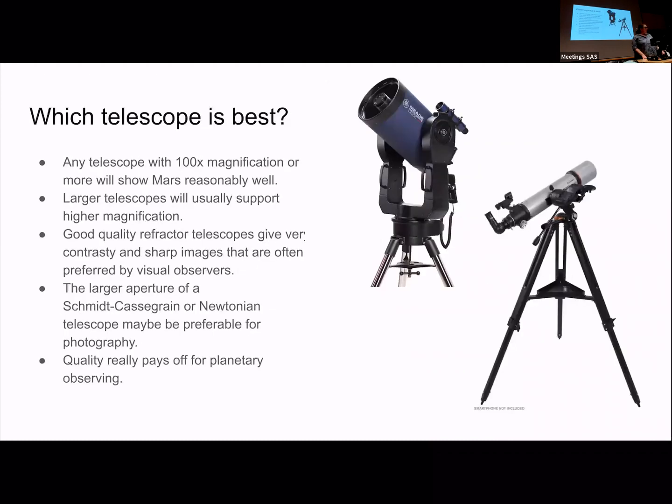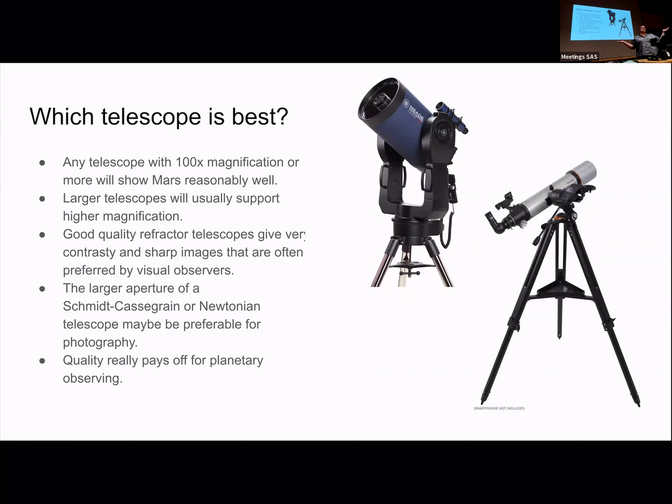Which telescope is best? Well, pretty much any telescope is going to see Mars reasonably well. Any telescope with 100 magnification maybe or more will show Mars reasonably well. Larger telescopes will usually support higher magnification, and that will be an advantage here. Good quality refractors give extremely contrasty and sharp images, and those are often preferred by visual observers. I brought a small refractor tonight so you can test this out.